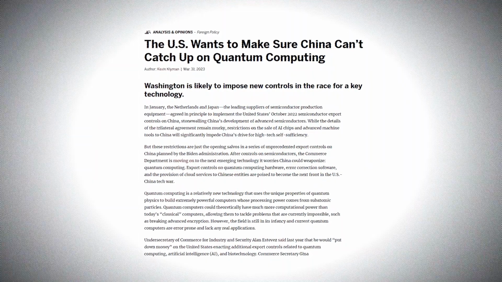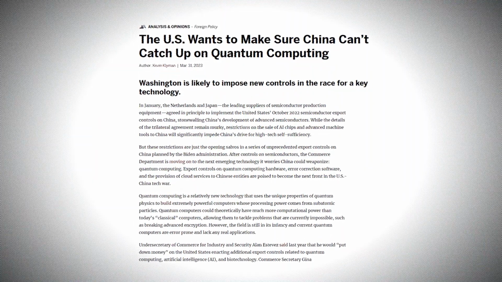So, why doesn't the US want China to have advanced quantum technology? And why do we know so little about quantum computers?